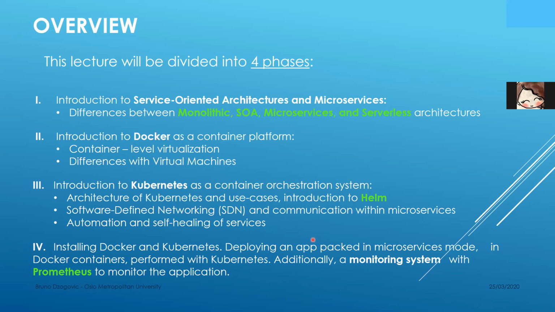I will also talk shortly about SDN, software-defined networking, and communication within microservices, which is, I think, the most important thing in the whole agenda. And then, of course, automation and self-healing. This is something we all like, and it's quite interesting. It's very easy to do with Kubernetes, but to get to that part, you really need to understand everything in the background. And in part 4, we will practically do everything.